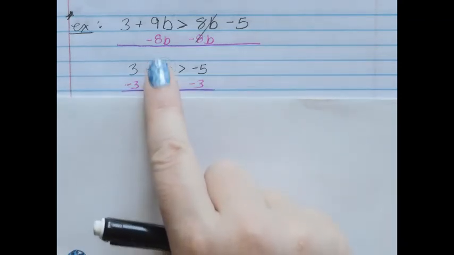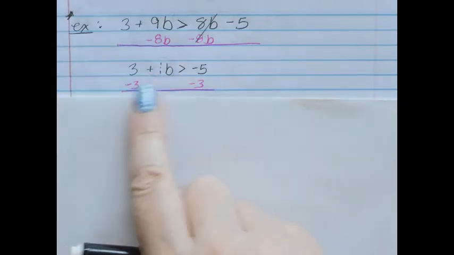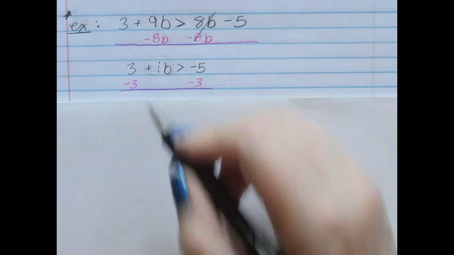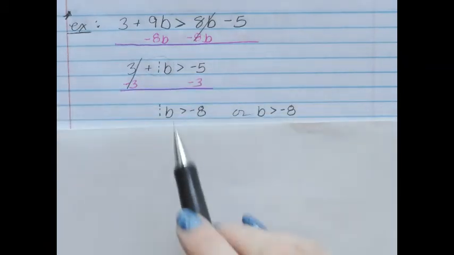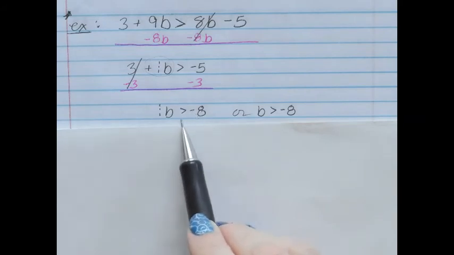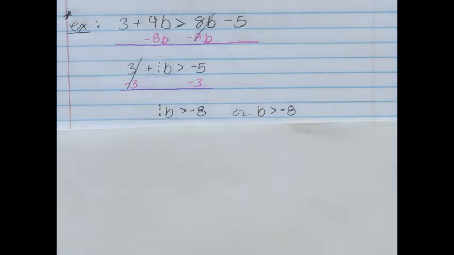Whatever I circled stays, whatever I did not circle is the one that moves. So I'm going to subtract 3 on both sides. By subtracting 3 on both sides, I get b is greater than negative 8. You can choose to have the 1 here or not the 1. Again, that is totally optional. It's totally up to you. It is time to graph.